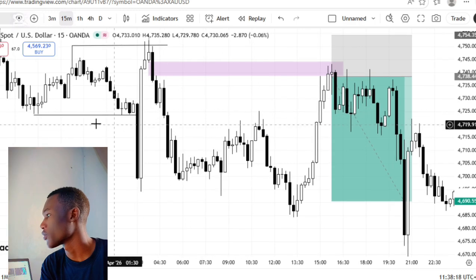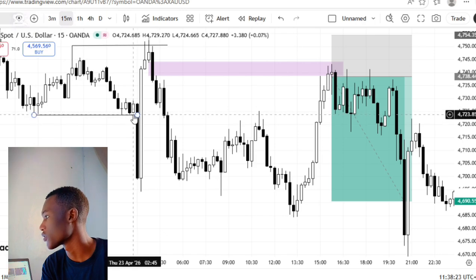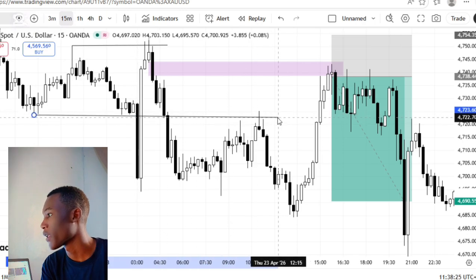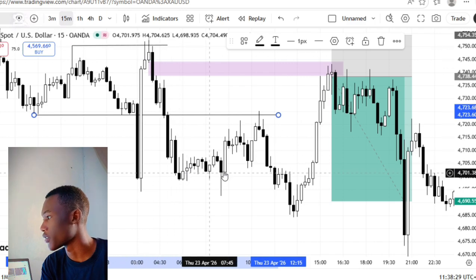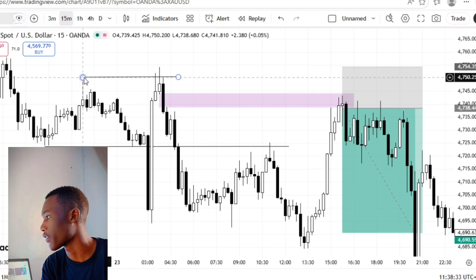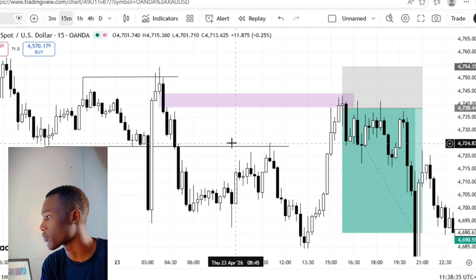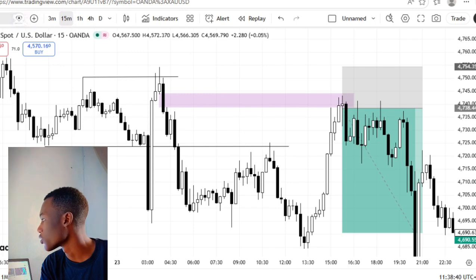Now, I know most of you must be asking yourselves, why not trade these fair value gaps right here? So you can also trade this fair value gap. You can see this range right here. Once the market, after sweeping the high, dropped and then came back to this range, when I say the range, I mean this low and this high right here, there were these fair value gaps right here. You can also trade from that.